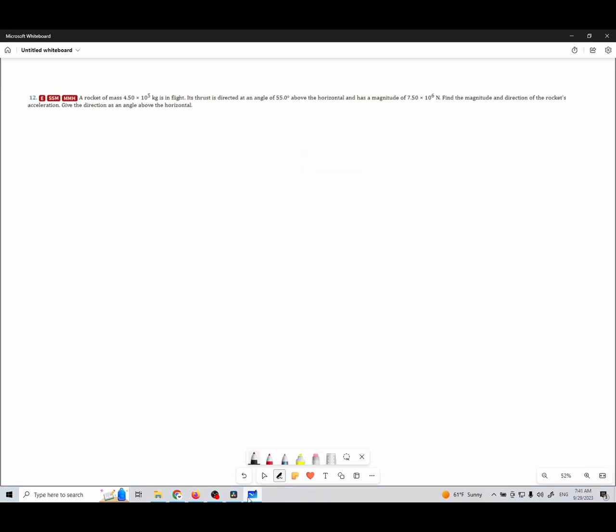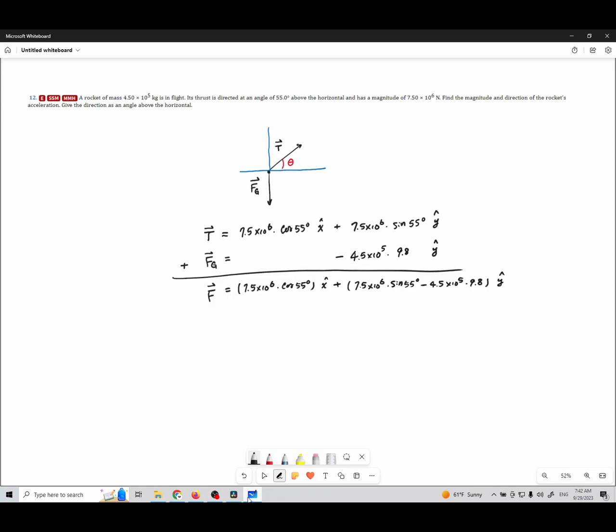In problem number 12, we have a thrust pointing 55 degrees above the horizontal and a gravitational force pointing straight down. As before, we will write the force vectors in their component forms and add them together to obtain the net force. The acceleration will be obtained by dividing the net force by the mass. This acceleration will be in component form, from which you can calculate the magnitude and the direction just like before.